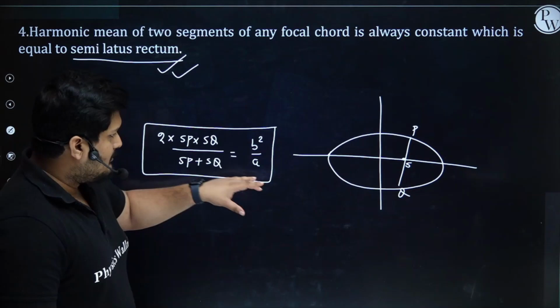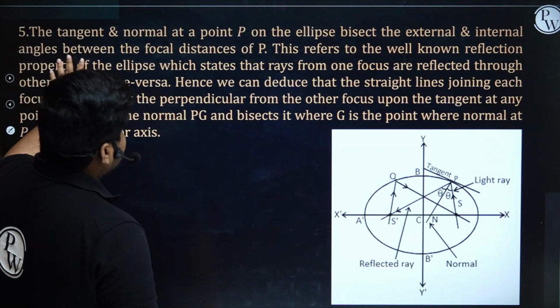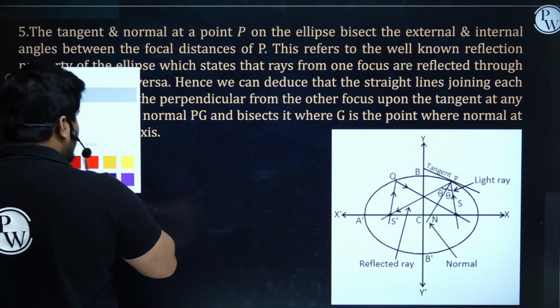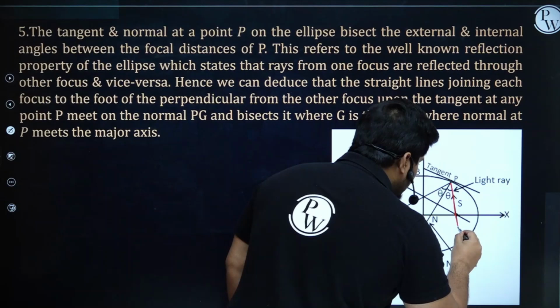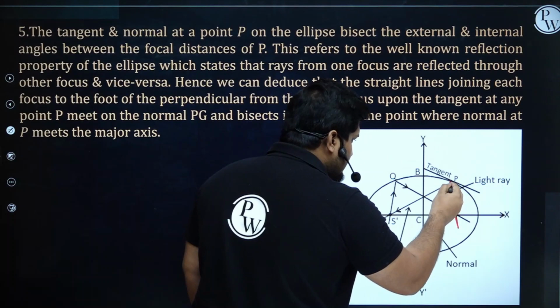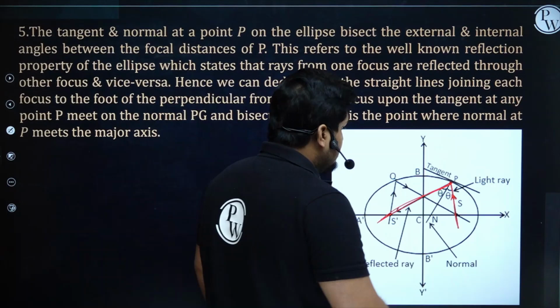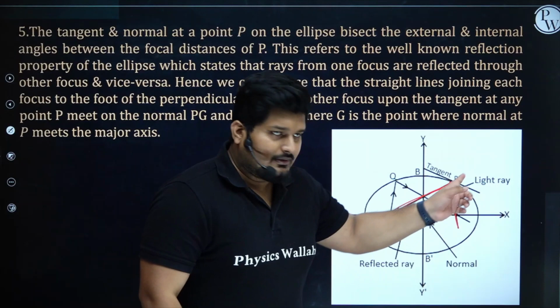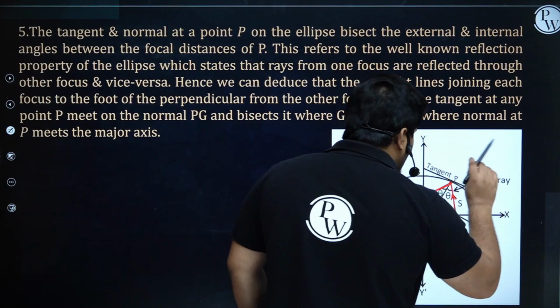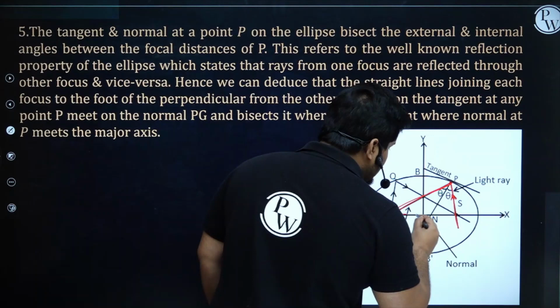Clear? Moving on to the next property, which is the tangent and normal at point P, which refers to the well-known reflection property, guys. This is the reflection property. What happens is that any ray which is passing through a focus, after reflection from the surface of the ellipse, will pass through the other focus. This is also well known as the tangent dividing the angle between these two lines. Similarly, the normal will also divide the angle between the incident and the reflected ray. One more thing to know, or if you want to prove it, basically we can show that S dash N by NS is equal to PS dash divided by PS.